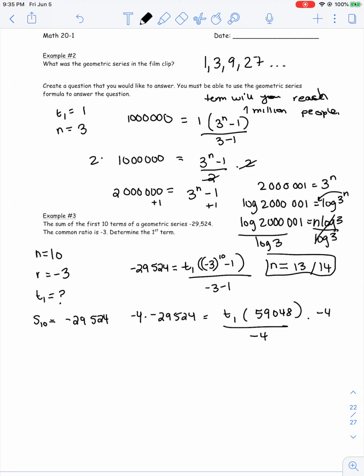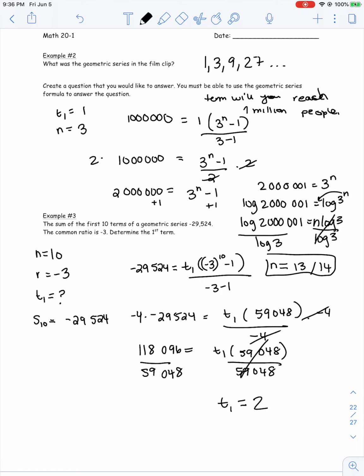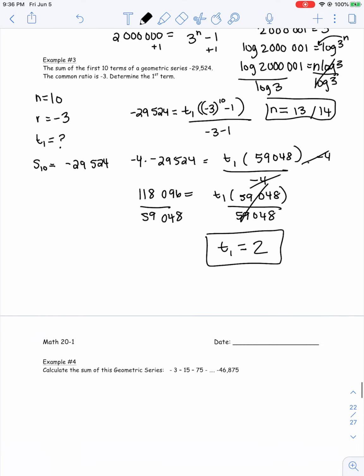We're going to multiply both sides by -4 to get rid of that denominator. And we'll get 118,096 on the left side. And that's equal to T1 multiplied by 59,048. Now to get T1 by itself, divide both sides by 59,048. So T1 equals, if you divide those two numbers, a nice number of 2. So that's your first term.